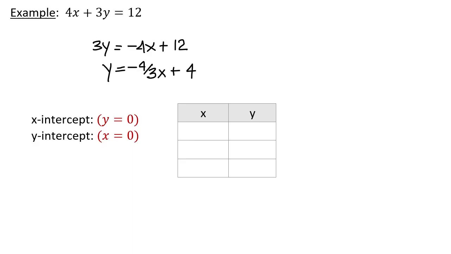If we want to graph this equation, it's a good idea to find the x and the y intercepts. Remember, when x equals 0, that gives us the y-intercept. So when x is 0, y is 4. So of course that'll be the point (0, 4). And then we'll find the x-intercept. So that will be when y equals 0. When y equals 0, x is 3. So this is (3, 0).